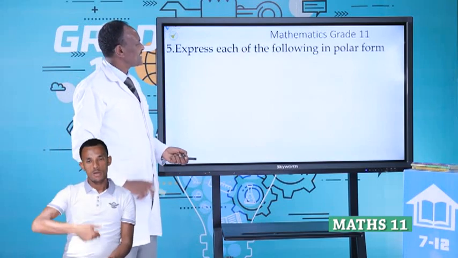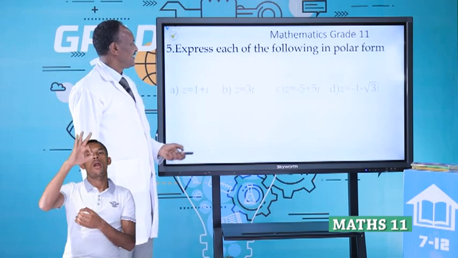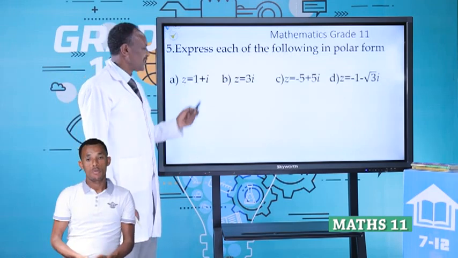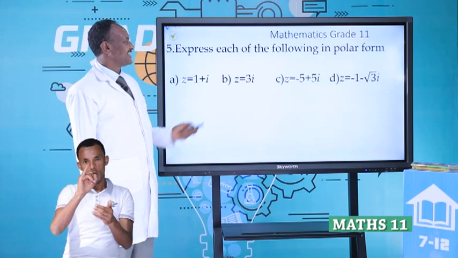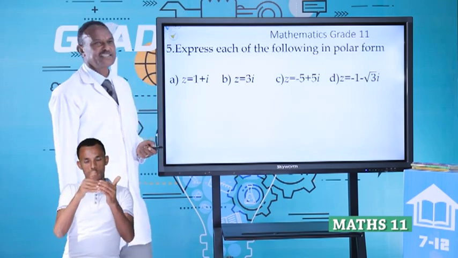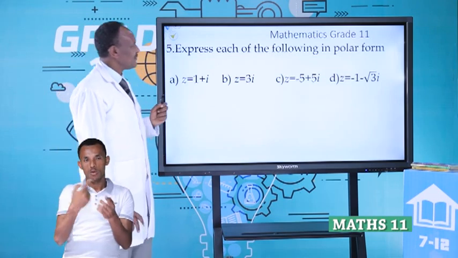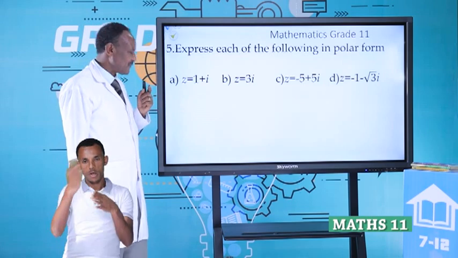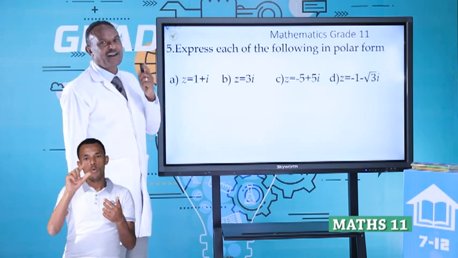The other: express each of the following in polar form. In polar form, z is equal to 1 plus i, z is equal to 3i, z is negative 5 plus 5i, z is equal to negative 1 minus root 3 i. To write these complex numbers in polar form, first you have to know the quadrant where they are found.